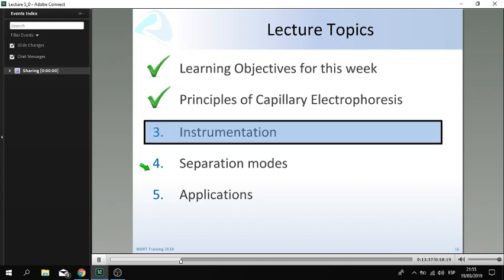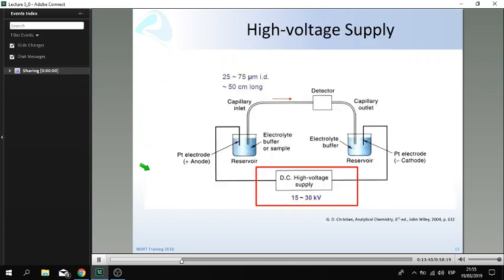Next few slides are about the main components of a typical CE instrument. Of course you need a high voltage supply, and this voltage supply is much stronger than the one you use for gel electrophoresis. For gel electrophoresis, we're talking about, let's say, 130 volts, while here we are talking about 15 to 30 kilovolts. So we can operate using a much higher electric field, which means we can separate everything much quicker.